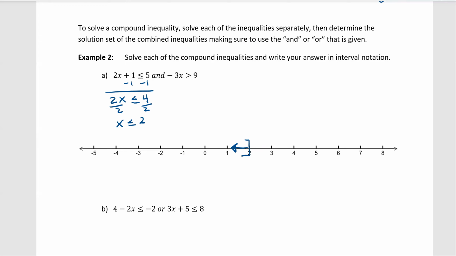and negative 3x is greater than 9. Recall that when you divide both sides of an inequality by a negative, you need to reverse the inequality sign. So x is less than negative 3. I'm going to do a little more work on my number line.